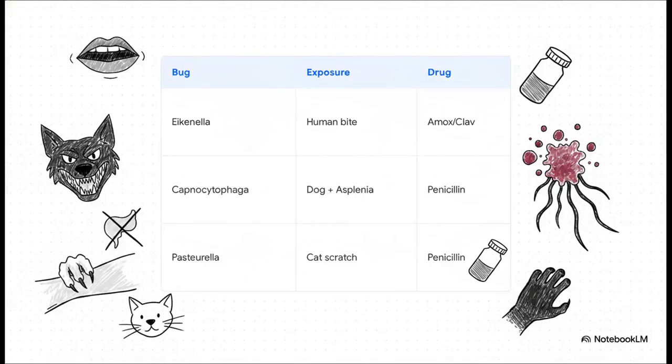Let's pull all this together and quickly contrast your bite exposures. Eikenella is your human bite bug, treated with amoxicillin/clavulanic acid. Pasteurella is your classic cat scratch or bite, treated with penicillin.